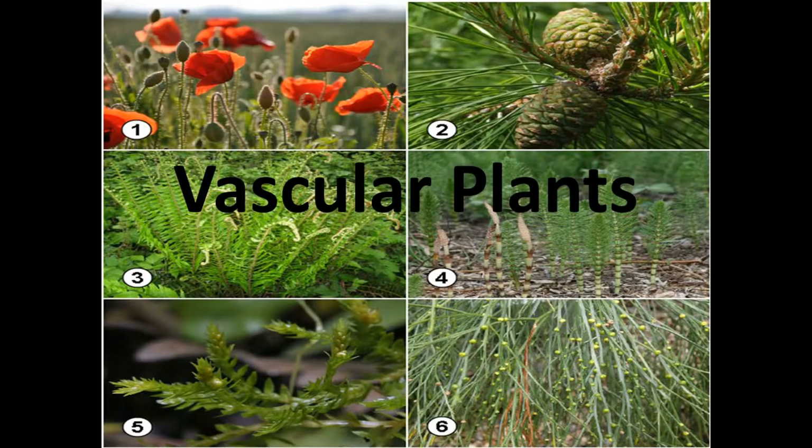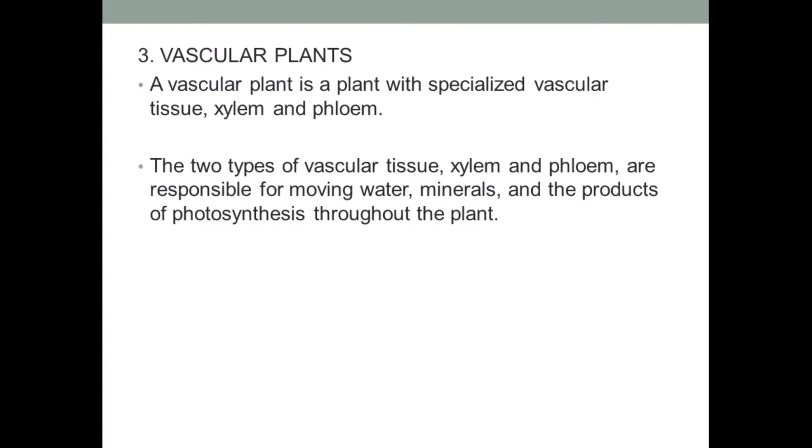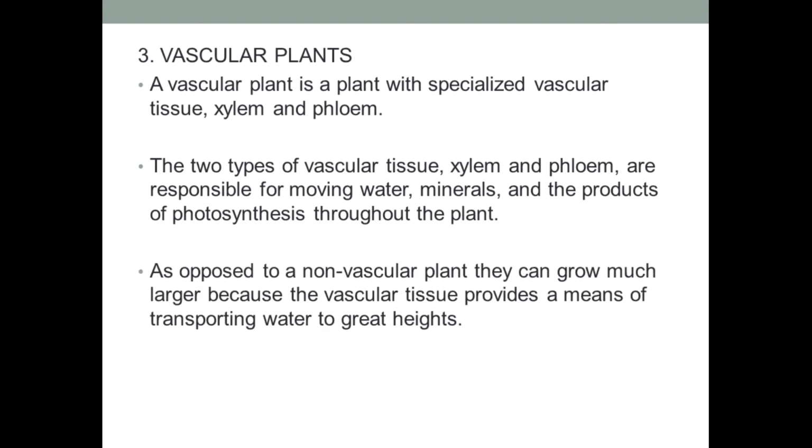Number 3, we have got vascular plants, and vascular plants, as the term says, are plants with specialized vascular tissues, that is xylem and phloem vessels. And they use these vascular bundles to move water up the plant so that photosynthesis may take place, and they also use the vascular bundles to move the products of photosynthesis. And the presence of these vascular bundles causes these plants to grow very large and very tall.